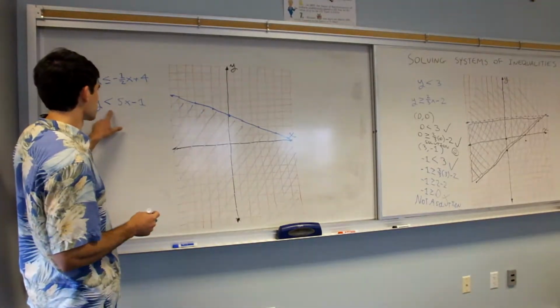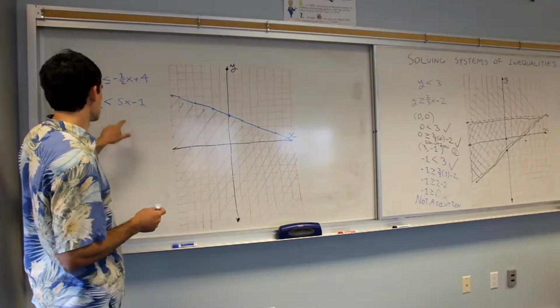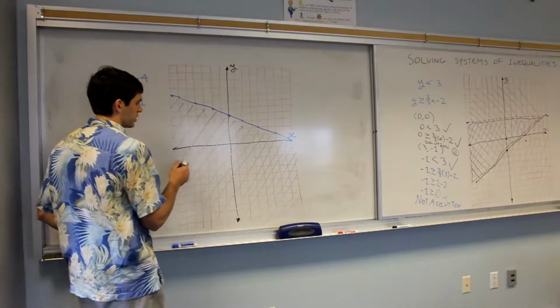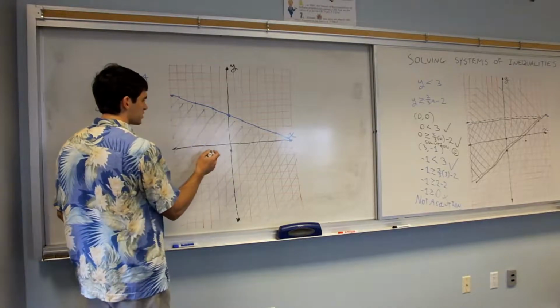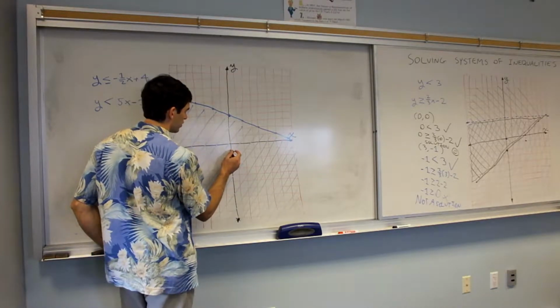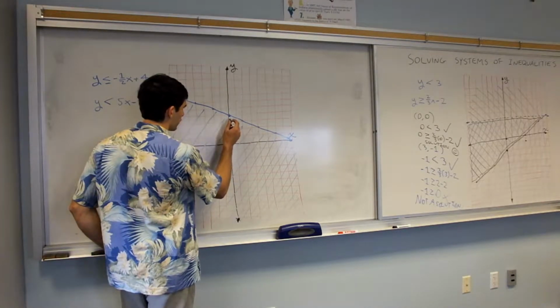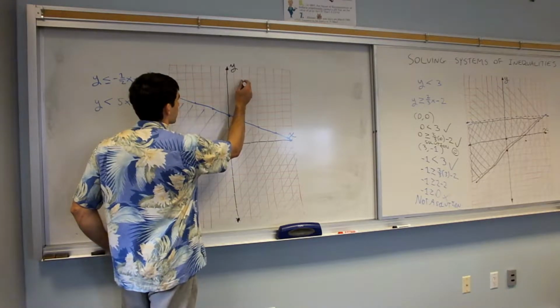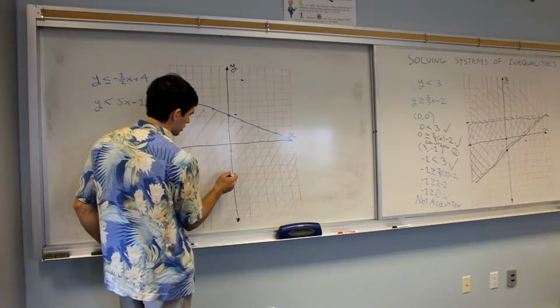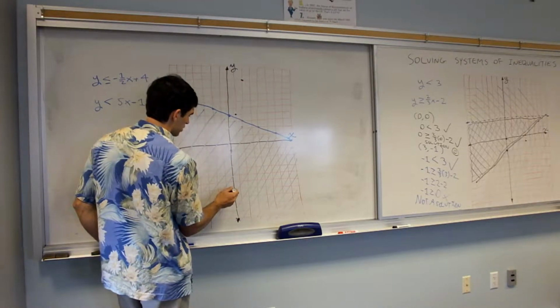So our second equation is y is less than 5x minus 1. So our y-intercept is -1. Our slope is 5, so that means we go up 5 and over 1. So 1, 2, 3, 4, 5 over 1. Do the same thing. And then here, do the same thing.